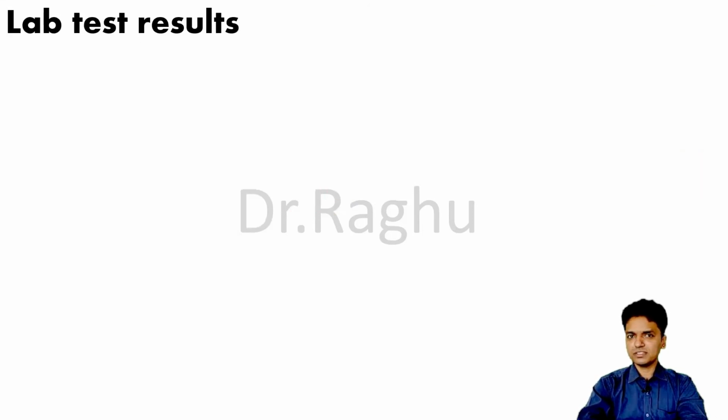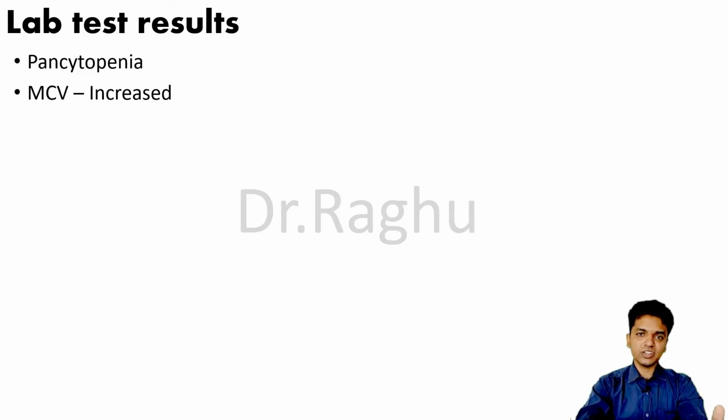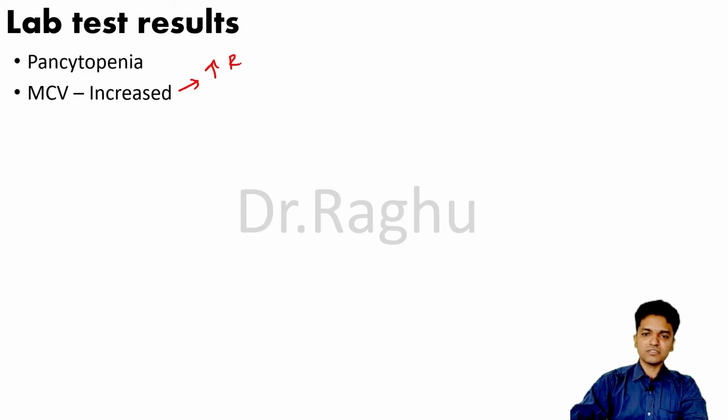Coming to the lab test results, in about 20% of the cases we are going to see reduction of RBC, WBC, and platelets, all three. That is what is called pancytopenia. The mean corpuscular volume is usually increased. That is because immature cells are entering the circulation, and hence the size of the RBC will be larger. So an increase in the mean corpuscular volume is suggestive of increase in the size of the RBC, which is called a macrocyte. That's why such a kind of anemia is called macrocytic anemia.